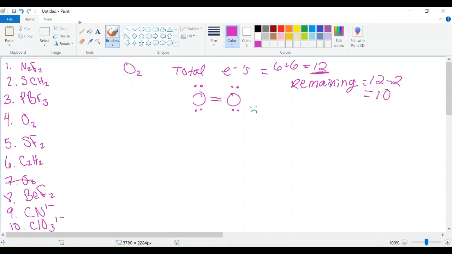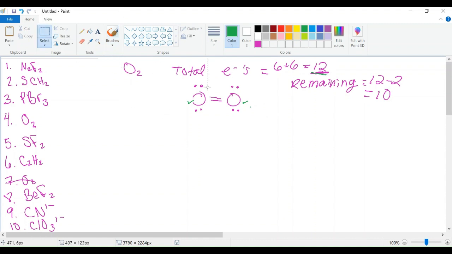So then I check, is every atom happy? 2, 4, 6, 8 on this oxygen. This is good. 2, 4, 6, 8 on the oxygen on the right. And then all together, 2, 4, 6, 8, 10, 12 electrons all together, just like we started with.